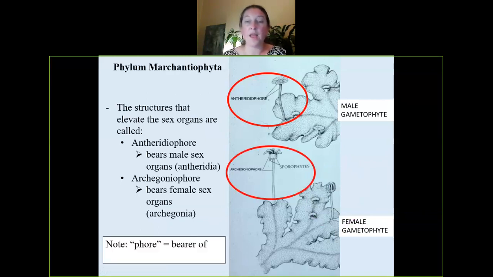And just so you know, when you see these long words, oh no, archegoniophore, antheridiophore, well, if you know what an antheridium is and what an archegonium is, you just add "phore" after that. And "phore" means the bearer of. So if you pull that word apart, this is the bearer of antheridia. This is the bearer of archegonia. So that word doesn't have to be as scary as it seems.